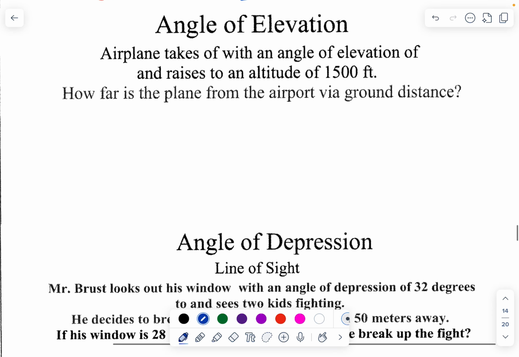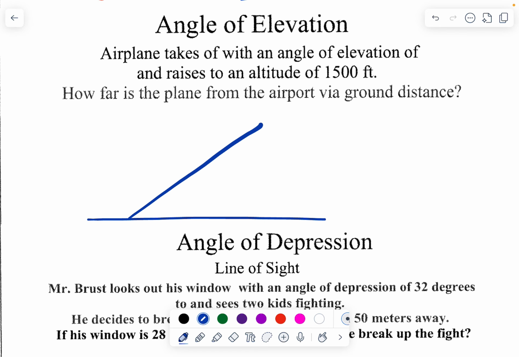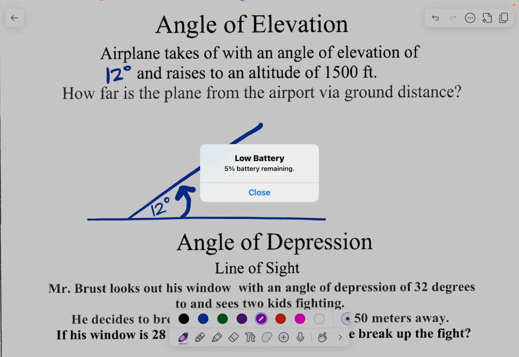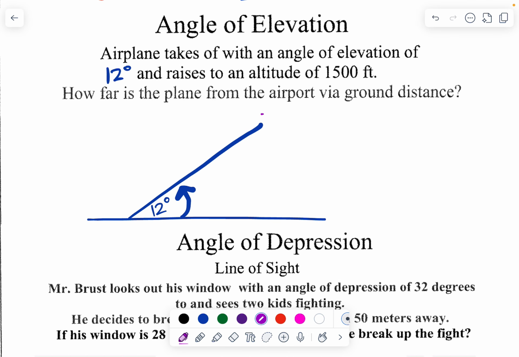All right, angle of elevation, you've seen this before in geometry, but remember, angle of elevation always comes from the base and it goes up from the base. So the angle of elevation looks like this, okay? An airplane takes off with an angle of elevation of 12 degrees, so here's 12, and raises to an altitude of 1,500. So let's say here's your plane, okay?